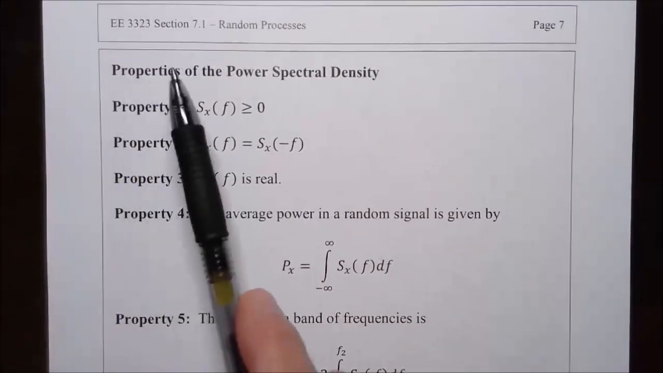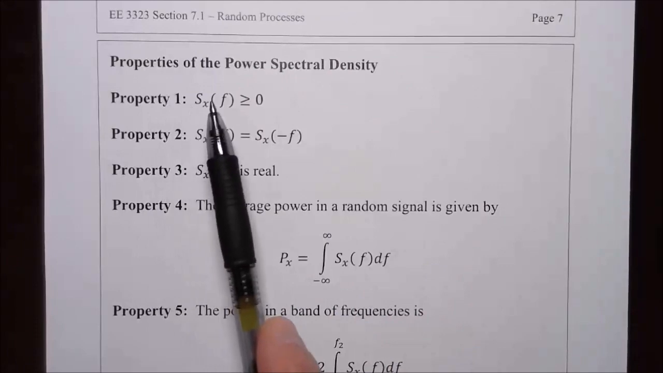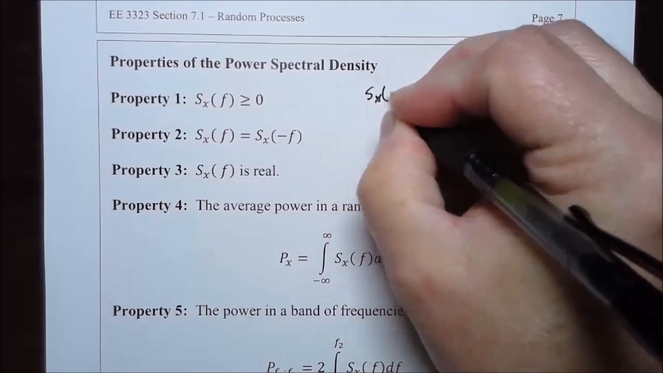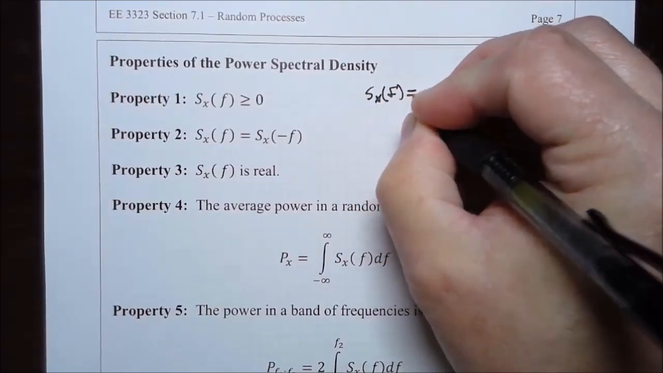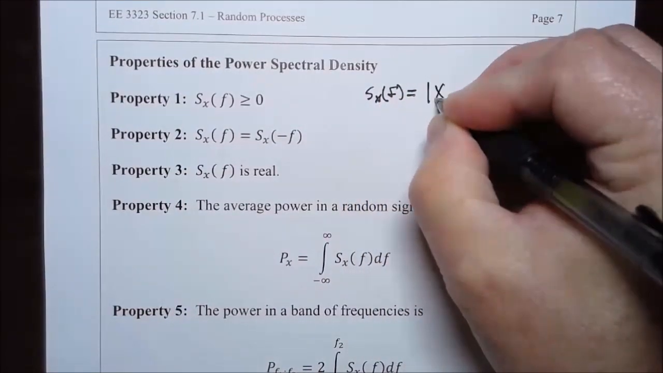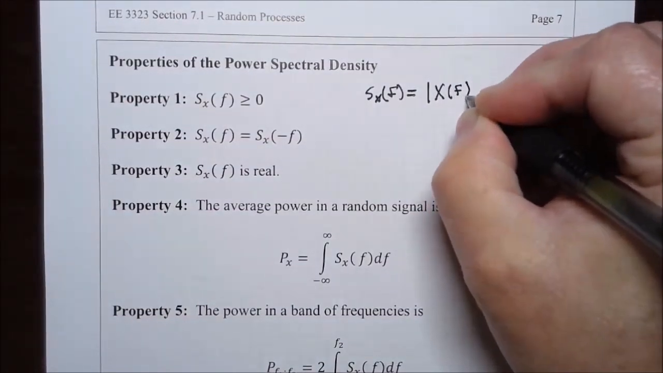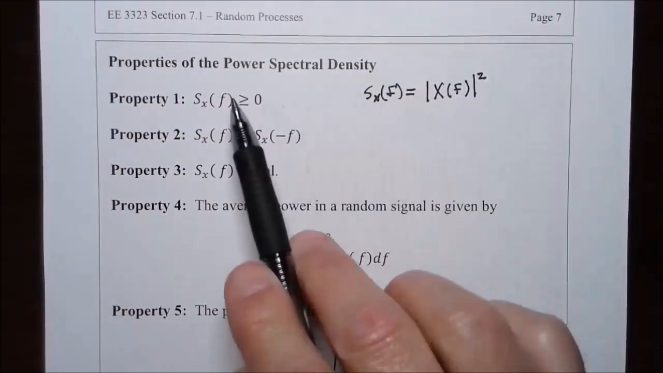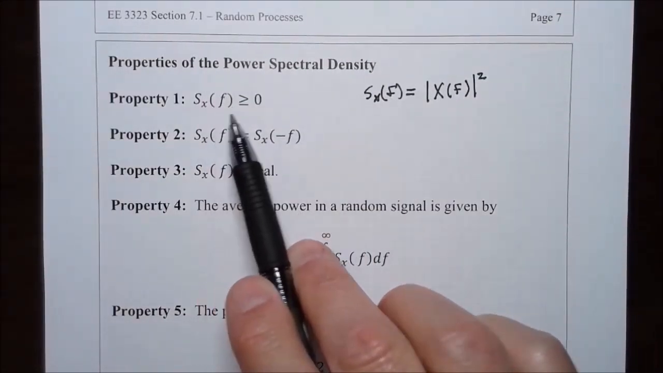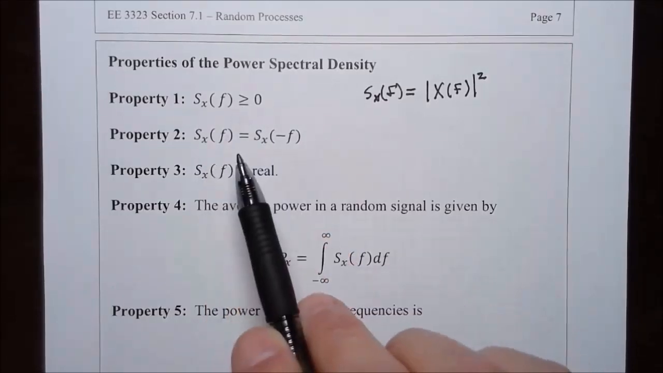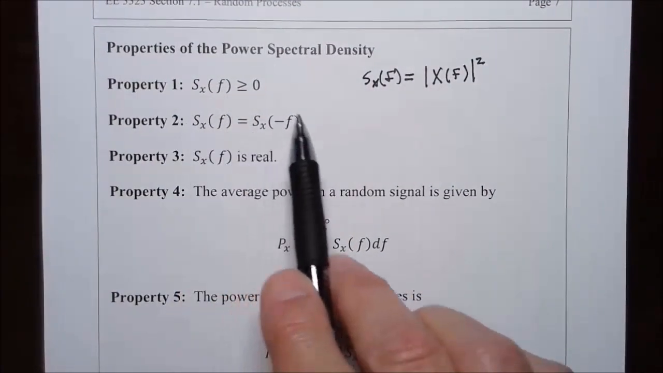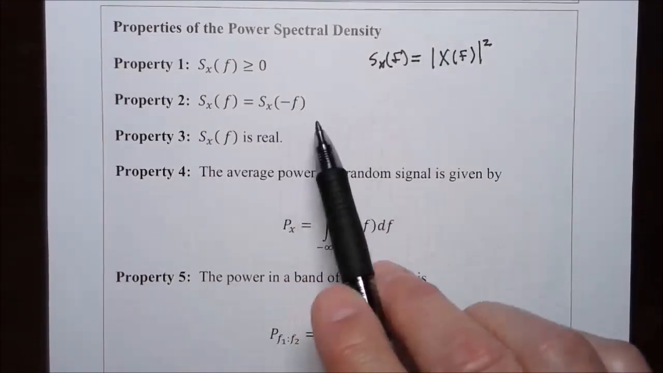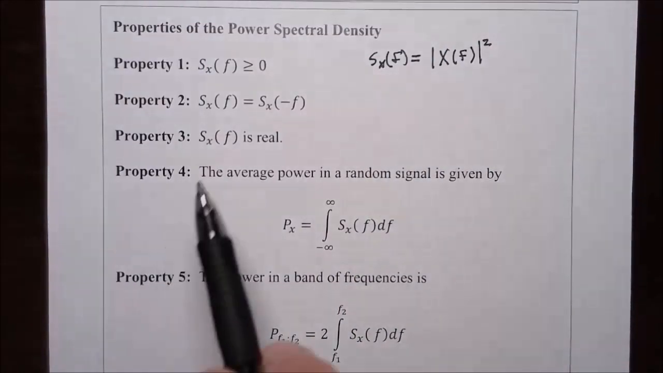Here are the properties of the power spectral density. The power spectral density is always positive. Remember, the power spectral density of a function is the magnitude squared of its Fourier transform, and the magnitude squared of something is always going to be positive. So the power spectral density never goes negative. It's always positive. It's symmetrical, and it's always real. Magnitude squared of any complex function is always going to be a real function.